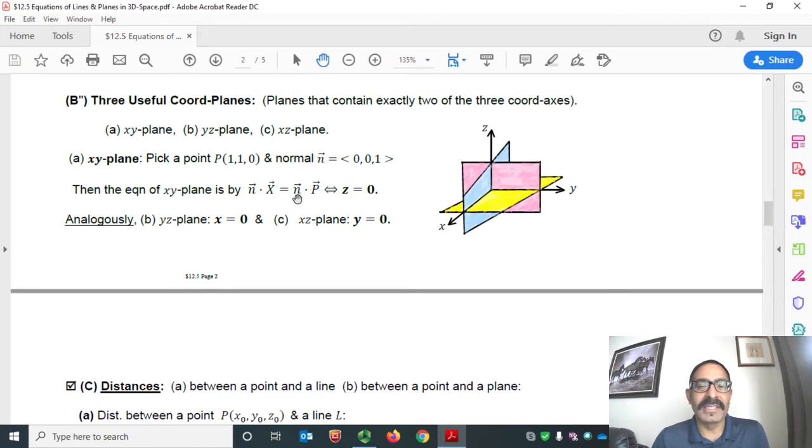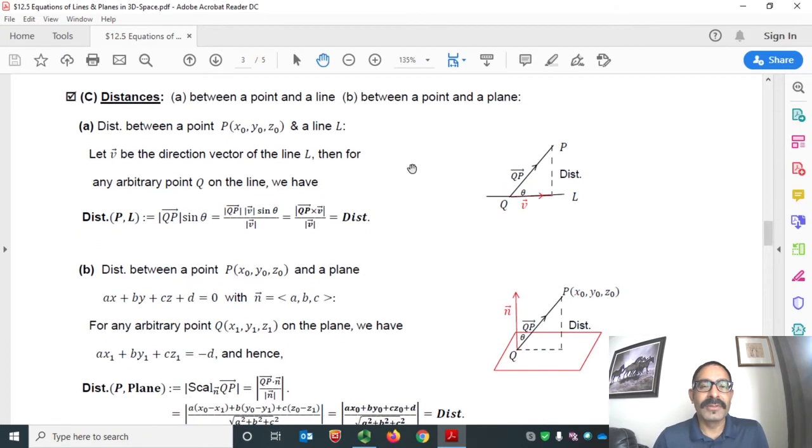Then simplifying, this gives us z equals 0. And yes, the equation of the xy plane is z equals 0. Similarly, it turns out the equation of the yz plane is x equals 0, and the equation of the xz plane is y equals 0. Awesome. I hope this makes sense to you all. Now let's move on.